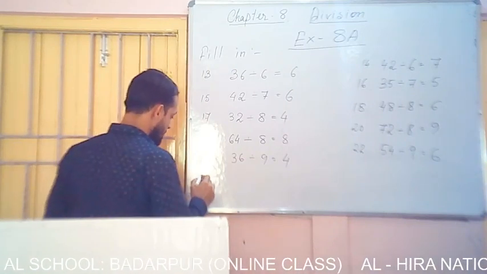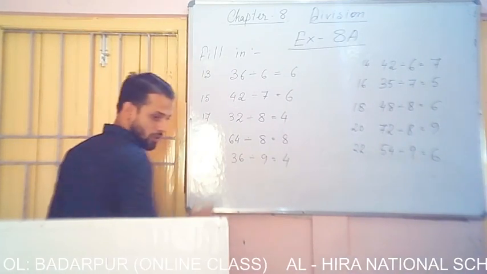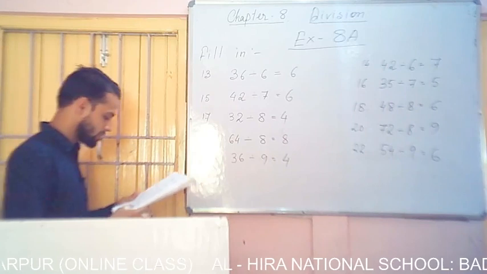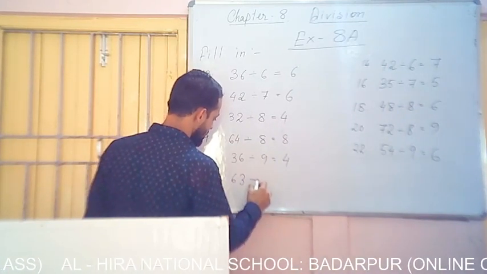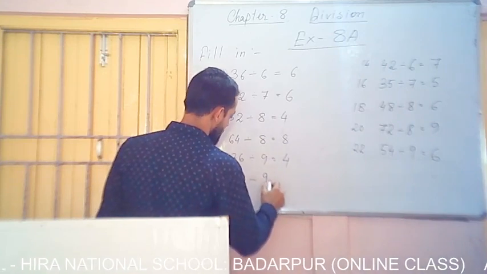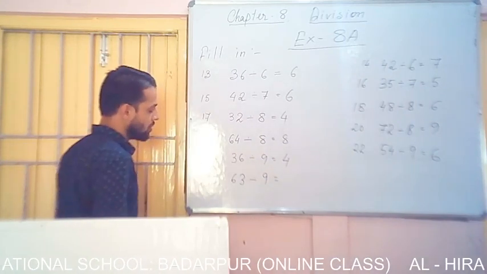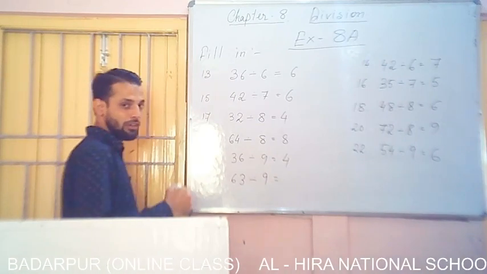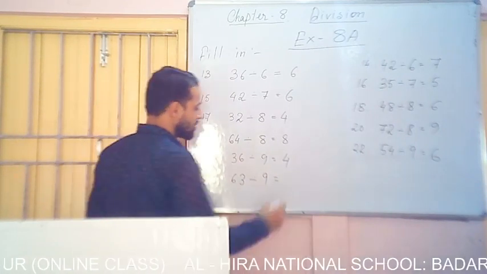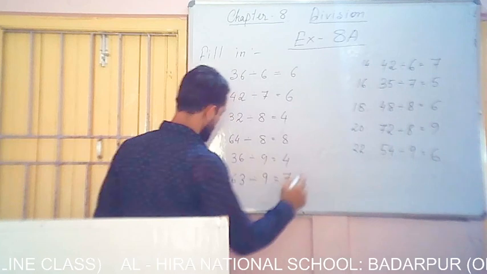Now you see question number 23. Question number 23 is 63 divided by 9. So again we have to follow the 9 table. Easily we will get 9 7s are 63.